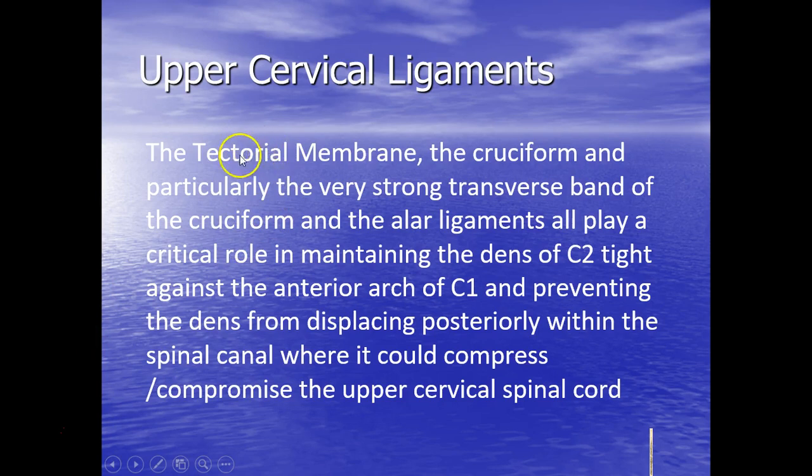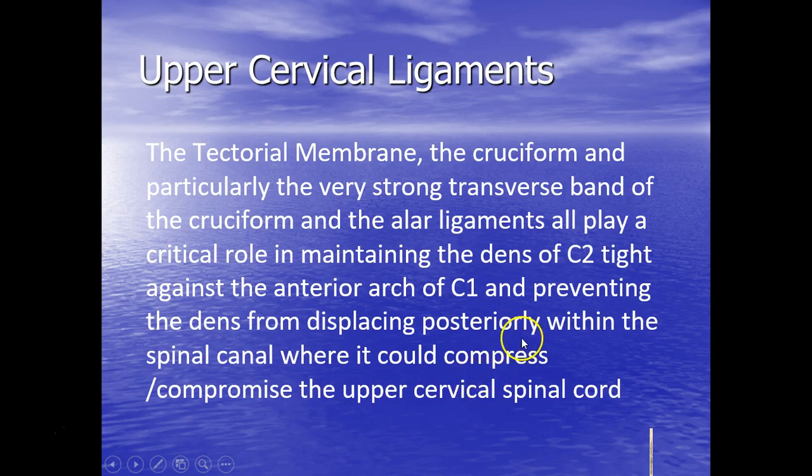So three important ligaments: the tectorial membrane, the cruciform ligament, and in particular the very strong transverse band of the cruciform, and the alar ligaments all play an important role in maintaining the dens or odontoid process of C2 tight against the anterior arch of Atlas and preventing the dens from displacing posteriorly within the spinal canal, where if it did move posteriorly, it could compress, compromise, even sever the upper cervical spinal cord.